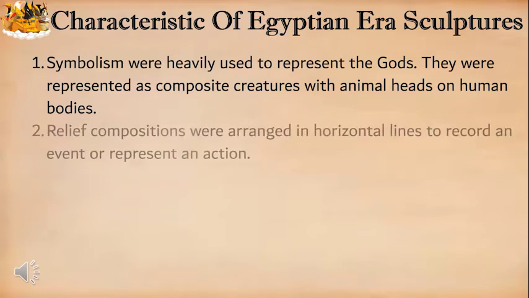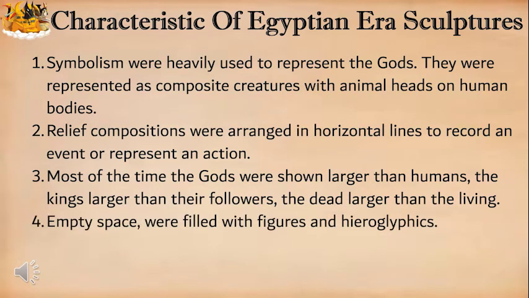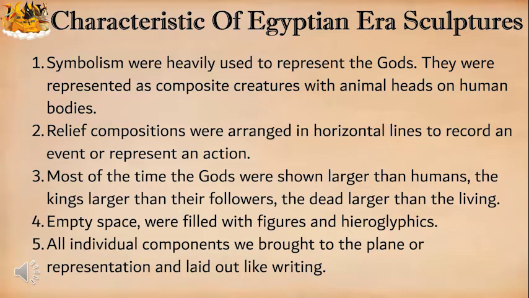Relief compositions were arranged in horizontal lines to record an event or represent an action. Most of the time the gods were shown larger than humans, the kings larger than their followers, the dead larger than the living. Empty space were filled with figures and hieroglyphics. All individual components were brought to the plane of representation and laid out like writing.